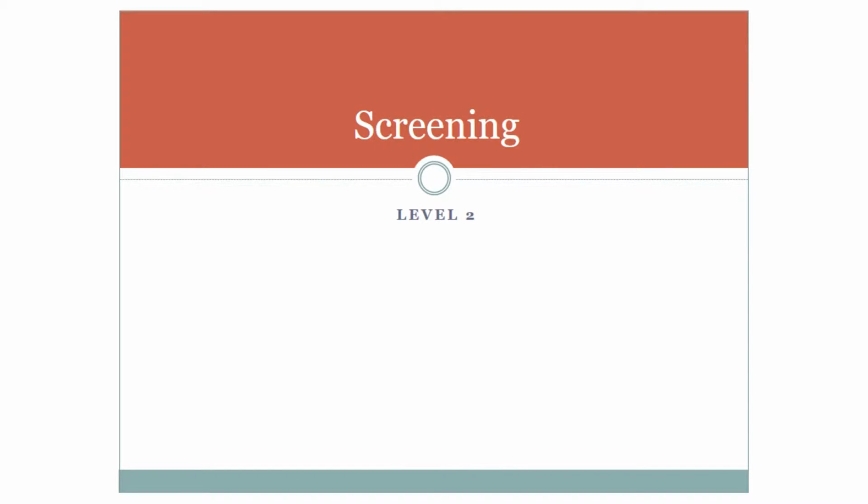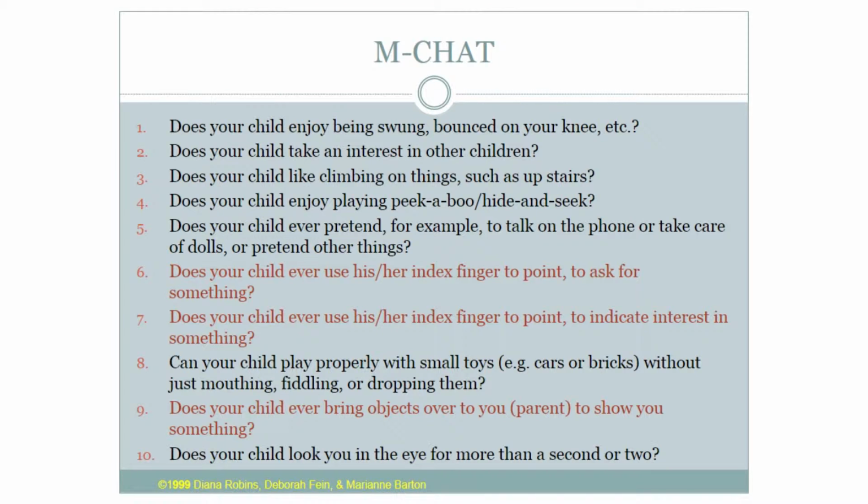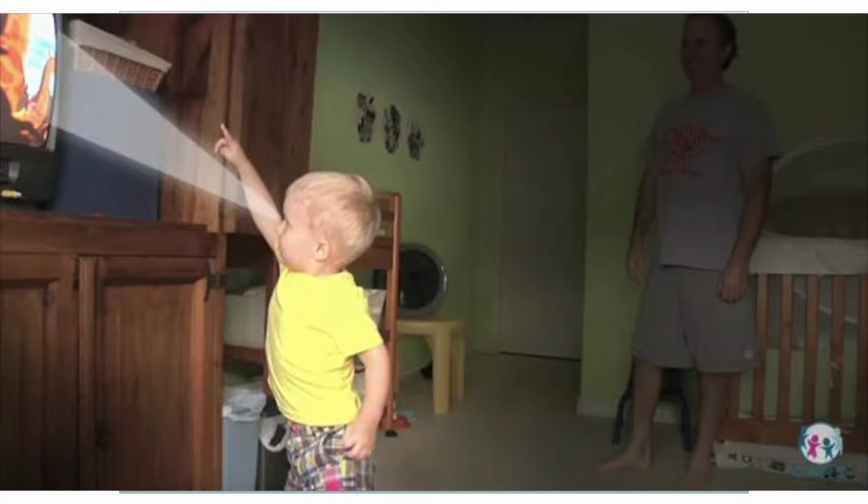So let's talk a little bit about the screening. We have the MCHAT, and what I have done in this slide is highlight those very significant milestones that we talked about previously that will raise the biggest concerns and that have been shown to be the most sensitive for the autistic spectrum disorders. It talks about proto-imperative pointing: does your child ever use his or her index finger to point to ask for something? Does they use the index finger to point to indicate interest in something?